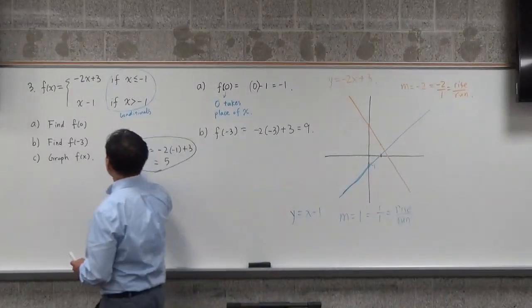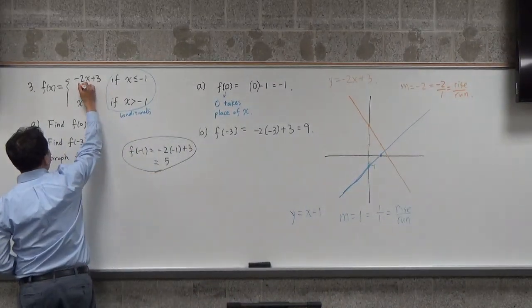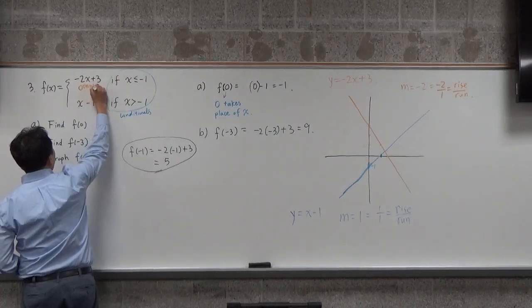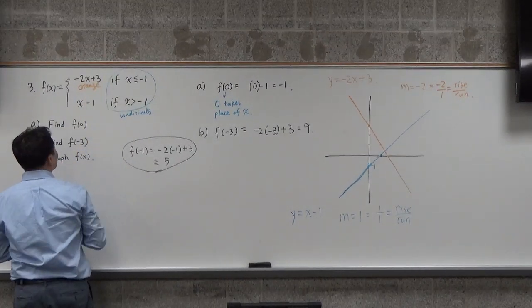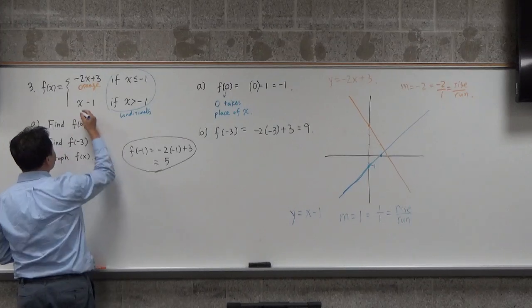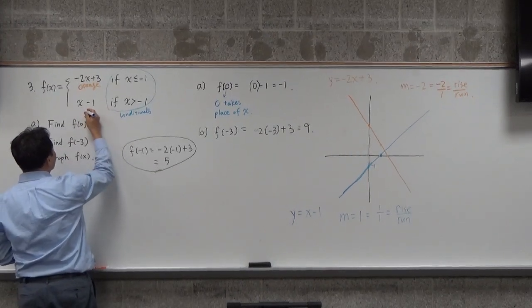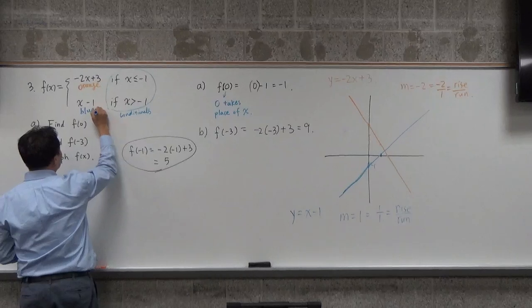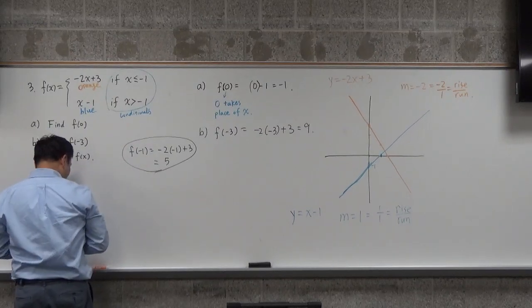So I have the first one drawn in orange. It's hard to see, sorry. I should have brought another marker. And then blue is the graph for x minus 1. All right.